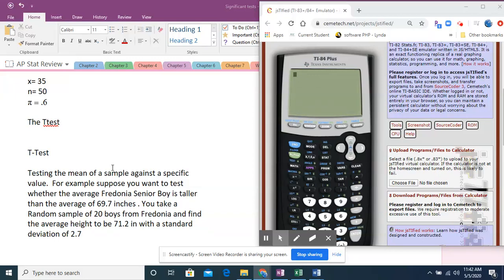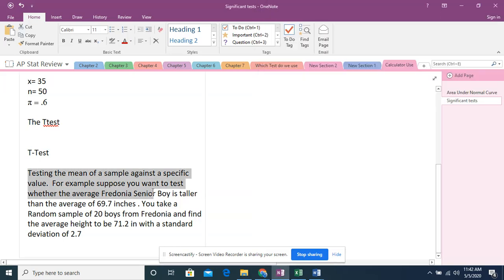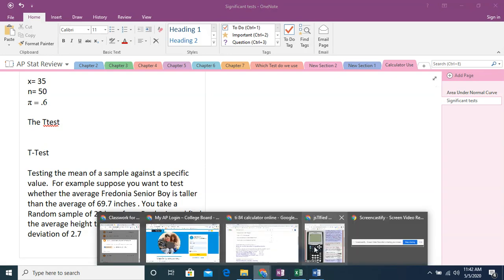Okay, doing the t-test using your calculator. Well, first, the type of problem we're looking at here is testing the mean of a sample against a specific value. For example, suppose you want to test whether the average Fredonia senior boy is taller than the average of 69.7 inches. You take a random sample of 20 boys from Fredonia and find the average height to be 71.2 inches with a standard deviation of 2.7.